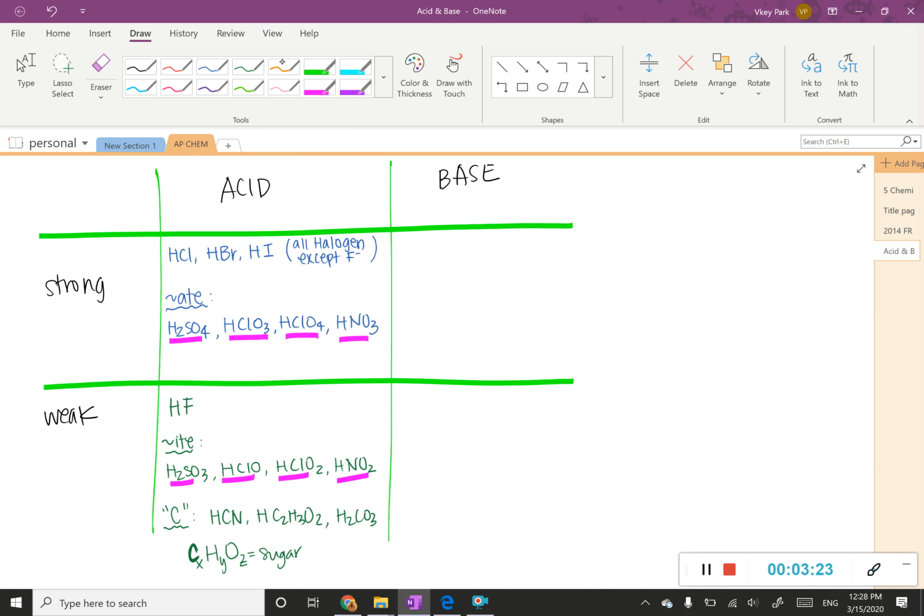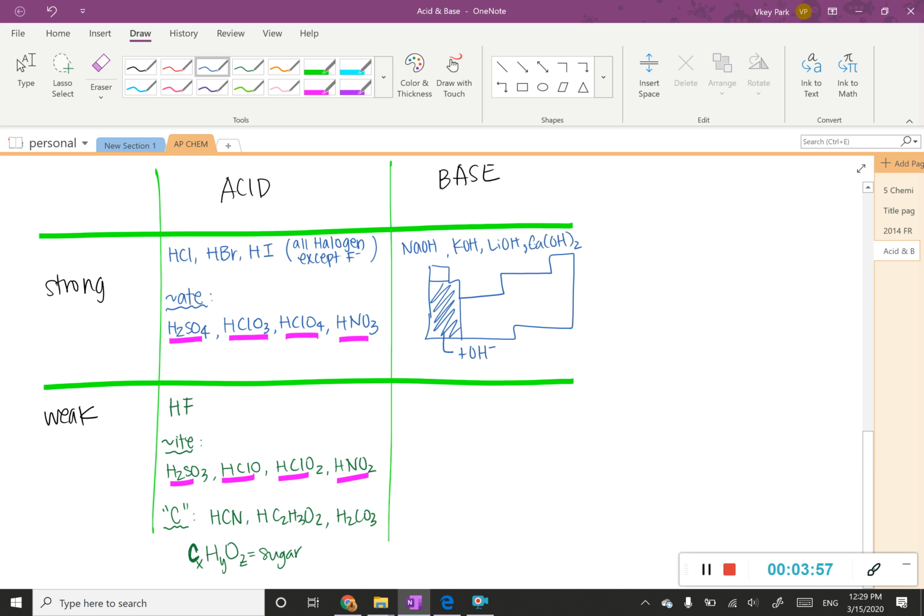The next category is the bases. So what about the bases? If you look on the periodic table, the first 2 columns of the periodic table, alkali and alkaline earth metals, these plus a hydroxide is always, always, always going to be a strong base. So for instance, sodium hydroxide, potassium hydroxide, lithium hydroxide, all of these are going to be very, very strong bases.